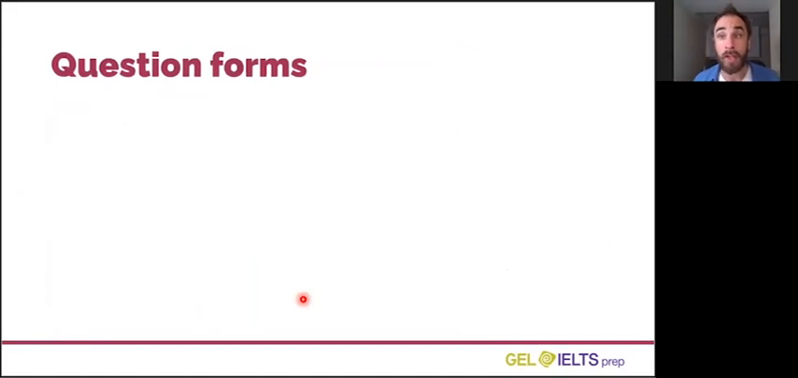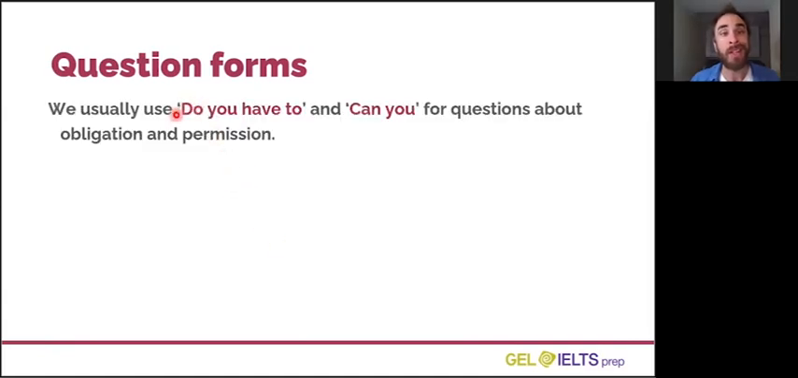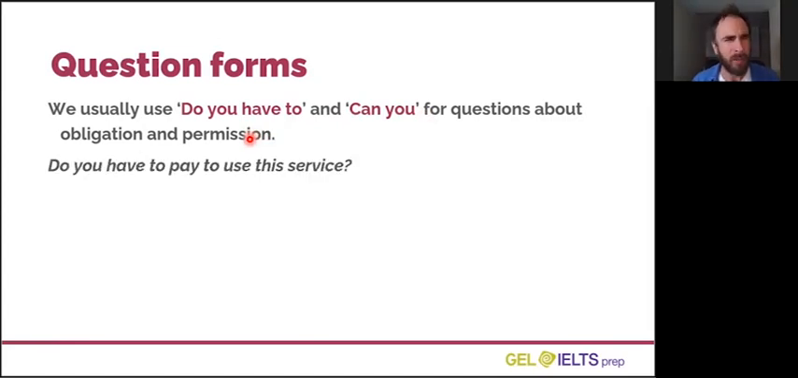Sometimes we want to ask questions about rules. When we ask questions, we use do you have to or can you for questions about obligation or permission. For example, do you have to pay to use this service? No, you don't have to pay. Can you drink coffee in this room? Yes, you can drink coffee if you want to.